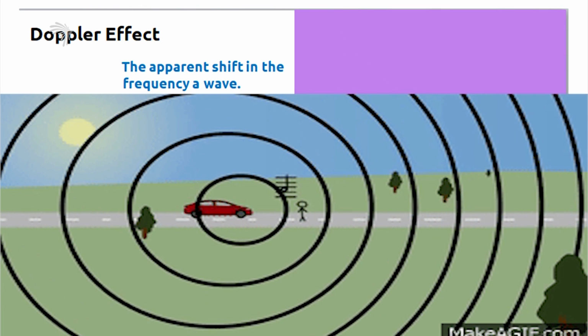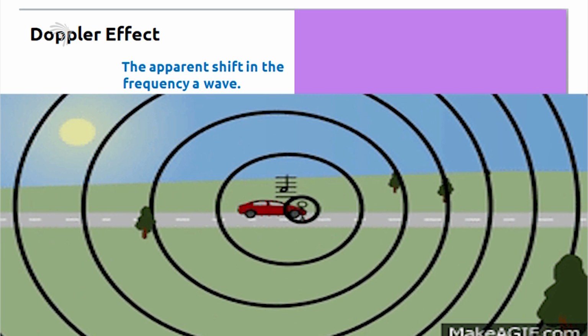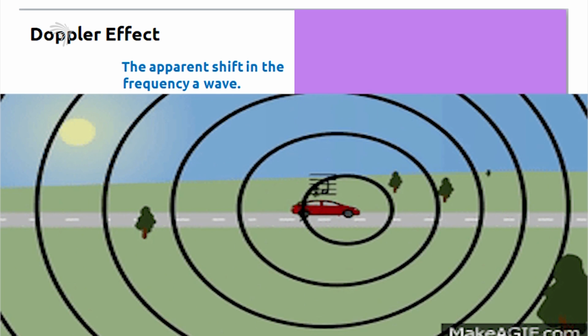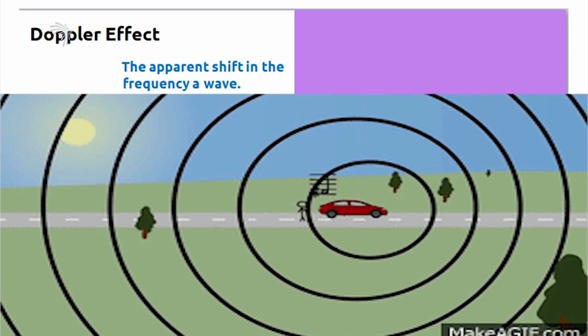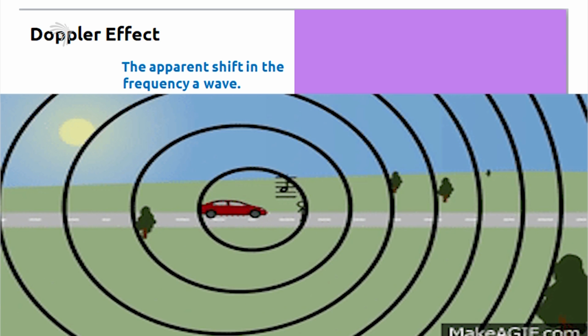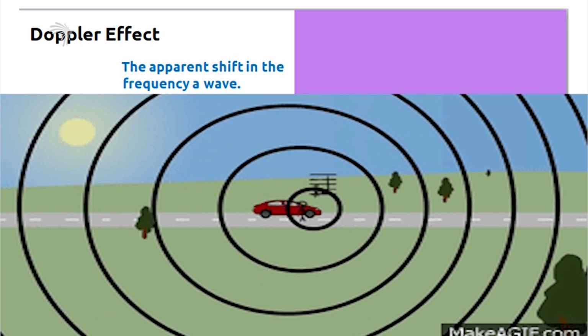Doppler effect. The apparent shift in the frequency of a wave due to the relative motion of the source and the observer is called the Doppler effect. As the plane flies overhead, the note of the engine becomes noticeably lower, as does the siren noise from a fast-moving emergency vehicle as it passes. The effect was first noted by Christian Doppler in 1842.